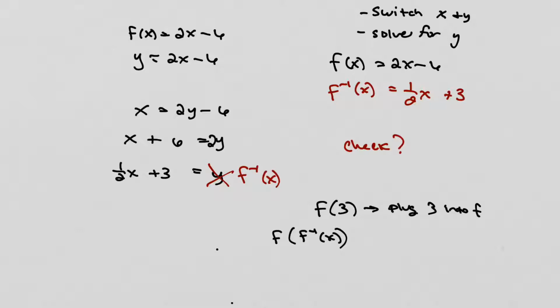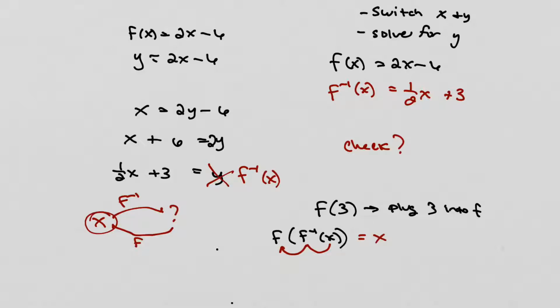And if you think about what this means, it says take x, plug it into f inverse, and then whatever result pops out from that, plug it into f. So in other words, I'll take x, plug it into f inverse to get something, and then take that result and plug it back into f. Where should we be? We should be right back at x. So that's one check that we can do.